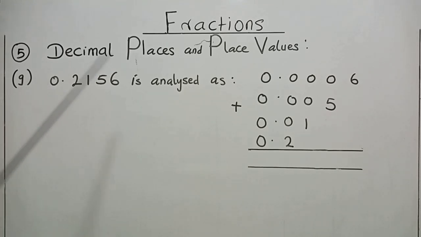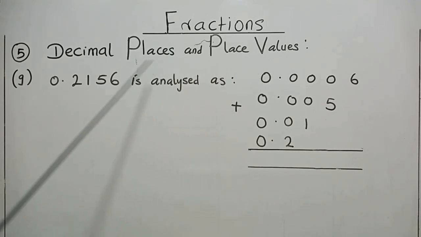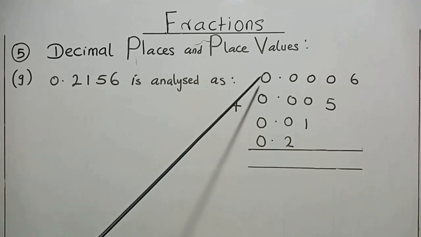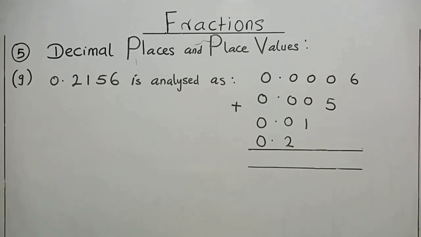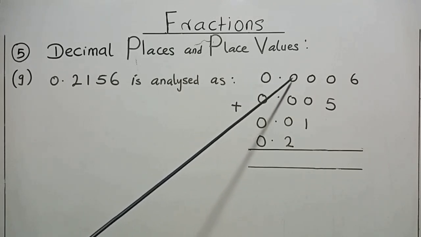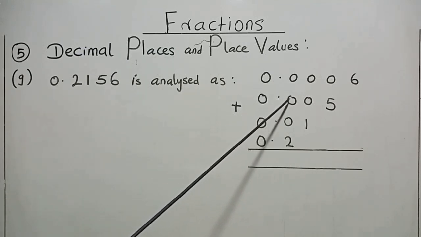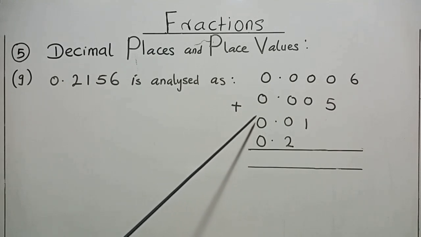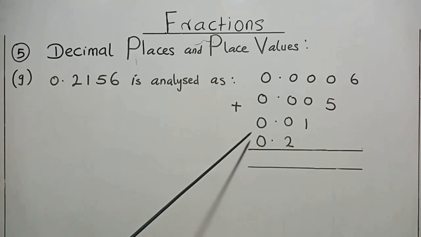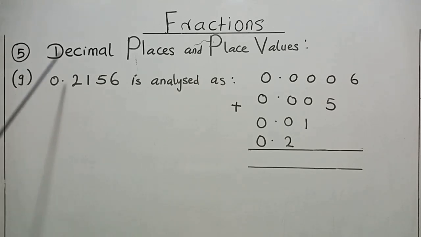Now, again, find on the right-hand side where this 0.2156 has been analyzed. Obviously, 0.2156 means the same thing as 0.0006 plus 0.005 plus 0.01 plus 0.2. Please pause for a while and be sure that you know how this came to be this when outlined and analyzed.